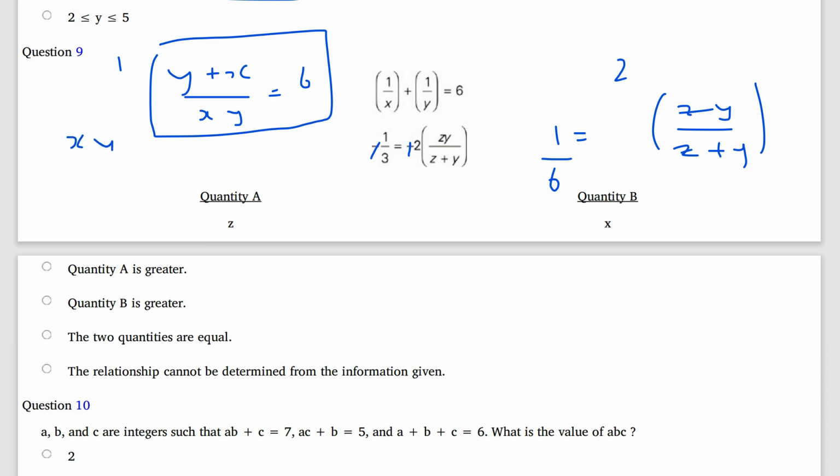So you have xy over x plus y, same thing as y plus x, equals 1 over 6. Because if you flip 6, you get 1 over 6. And on the right, 1 over 6 equals zy plus z plus y over z plus y. So the z and the x are the same thing. It's the same equation twice, just one with an x, one with a z. That was tricky. So both quantities are equal.